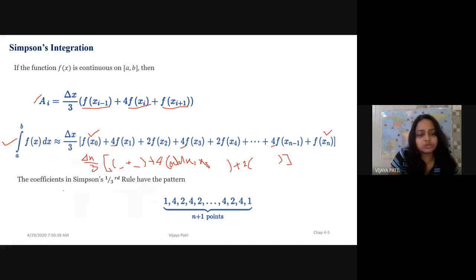Then the coefficient of this is nothing but, if you observe this entire series here, it will be like 1, 4, 2, 4, 2, 4, 2, and 1. So that is what I have collected, these 4 coefficients as one bracket, and these 2 as another one. So in short, delta x by 3 under this square bracket, I'm going to get 1, which is the first and the last term, 4 times the odd plus 2 times the even.